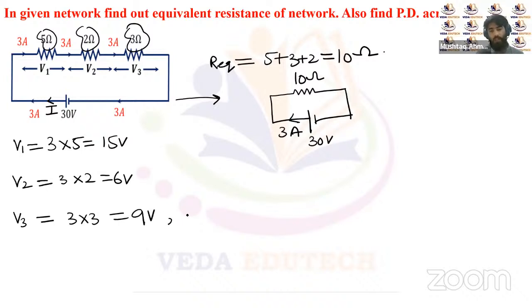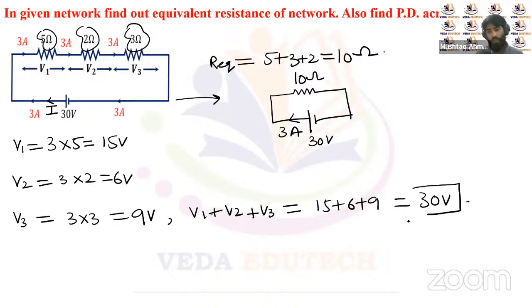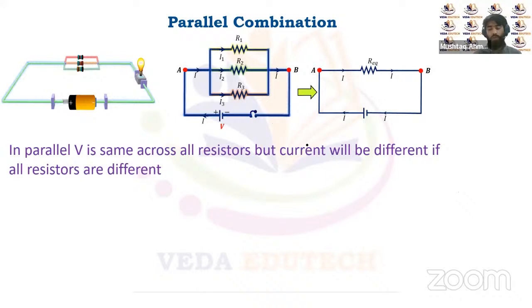And you can see that V1 plus V2 plus V3 together make a total equal to 15 plus 6 plus 9, and they all together make a total potential difference equal to 30 volts. That's the actual potential drop supplied by the battery. So this is how we can solve circuits in series. Let's move on to the next concept.